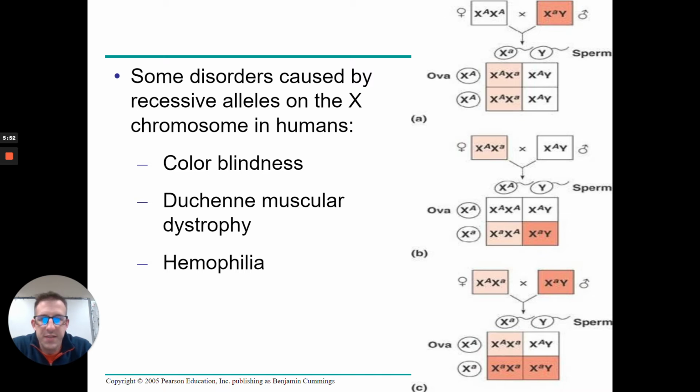Oftentimes these are recessive in nature, and I've listed a couple of them here, and we've talked about them. They've been in examples that we've done already. So we don't need to spend a lot of time on them here. If you have questions about them, feel free to ask them. I might not know the answer, but I'd be happy to try and find it. Okay.